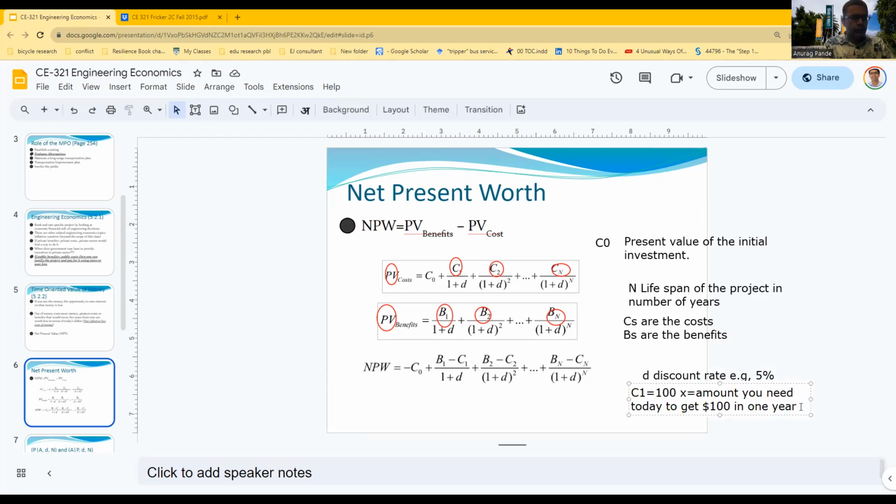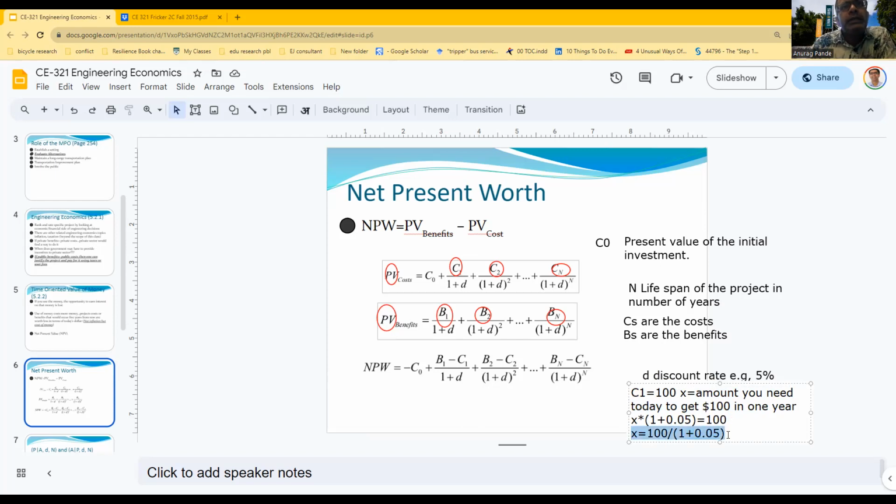If you have X dollars today, and you can earn 5% interest, then at the end of year one you'll have 1 plus 0.05, because the interest rate is 5%. So in 1 year from now, you'll have X times $1.05. You're trying to figure out the amount you need today to get $100 in the year, so you equate that to 100. That means if you want to estimate X, it equals 100 divided by 1 plus 0.05.